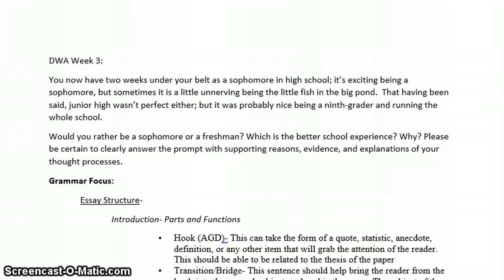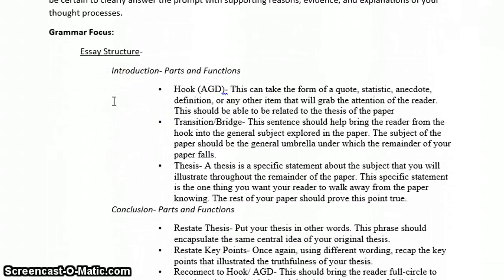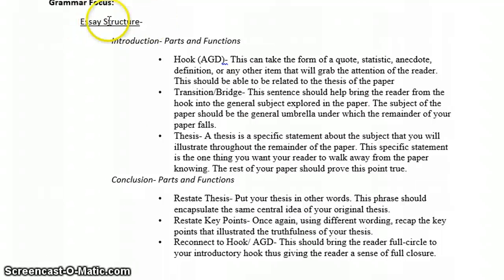But today I'd like to focus on talking about the grammar focuses of the week. The first thing that we're going to talk about is essay structure, something that we're probably all pretty familiar with. Essay structure is a very important part. There's a certain expectation about how essays are built and how they're put together that your reader is looking for when they're trying to navigate an essay.